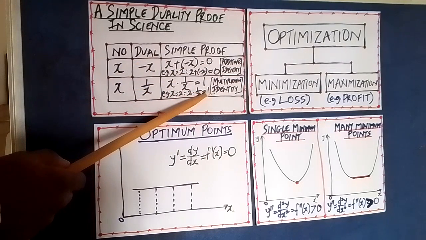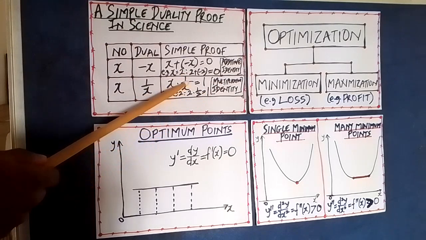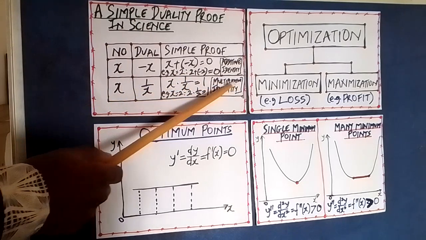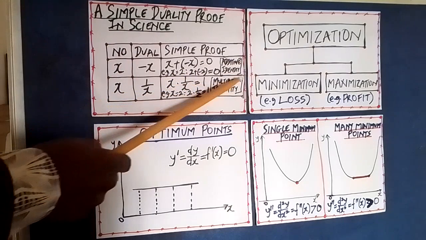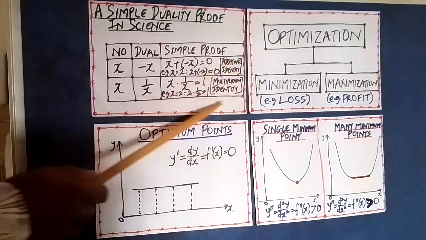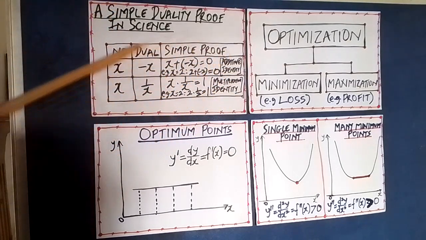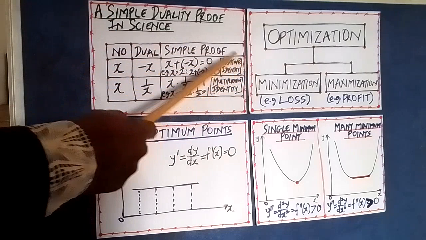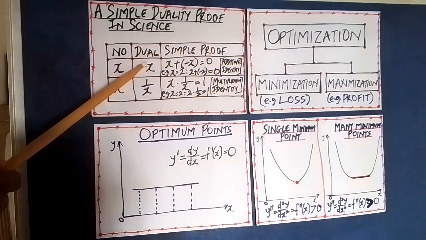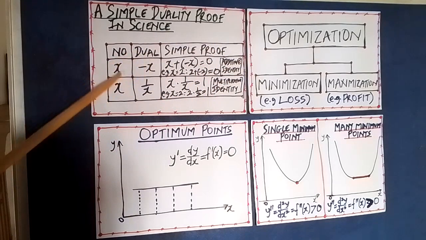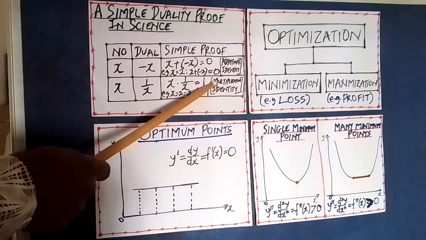2 cut 2, so we are going to have 1. So this holds with respect to every real number pertaining to the multiplicative property of numbers. And this rule holds with respect to the additive property. When you add x and minus x, you have 0. Multiply x and 1 over x, you are going to have 1.